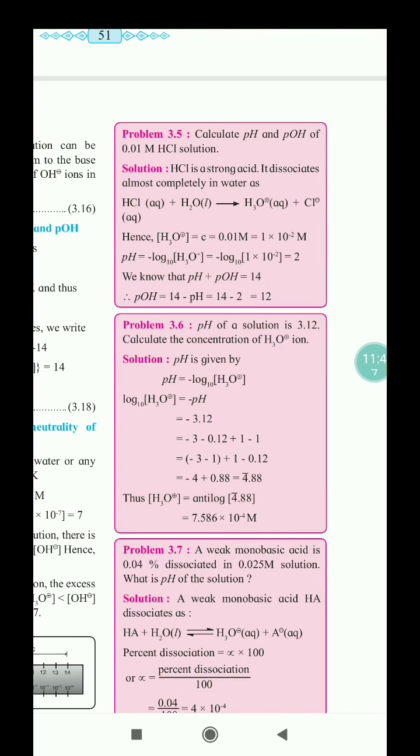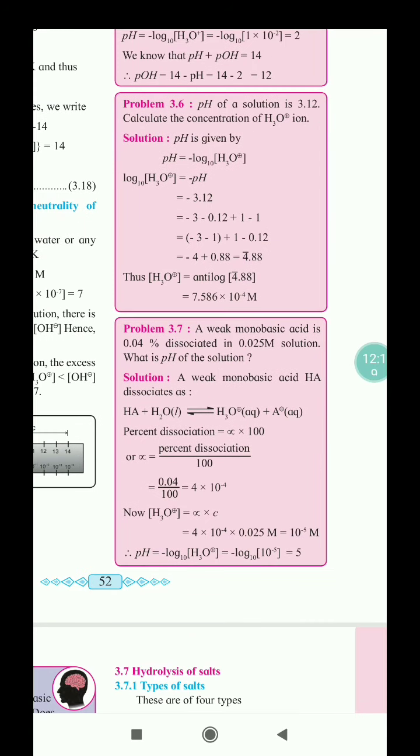Minus 3 minus 1 is minus 4, and plus 1 minus 0.12. So here minus 4 and plus 0.88. After the decimal point there is a positive value, and the part before it is negative, so it can be written as bar 4.88. Now it is possible to take the antilog. So the hydronium ion concentration is equal to the antilog of bar 4.88. After calculation, it gives the value 7.586 into 10 to the power minus 4 molar.